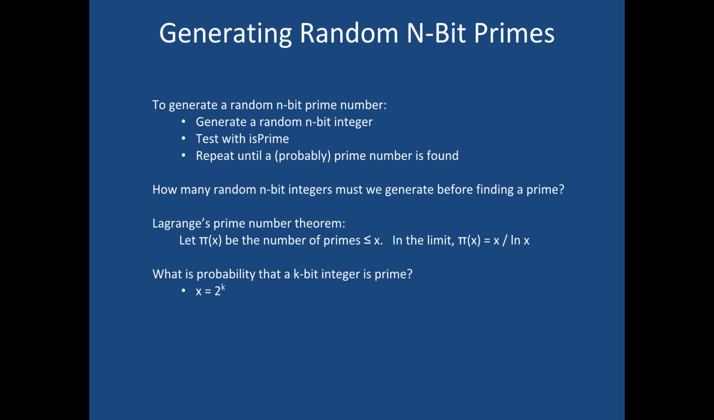Because 2 to the k is bigger than all the k-bit numbers. So how many prime numbers are less than or equal to 2 to the k? Well, what does the theorem say? It's just 2 to the k divided by the natural log of 2 to the k. And you do a little bit of mathematics. Well, that's an approximation, because that's only true in the limit.